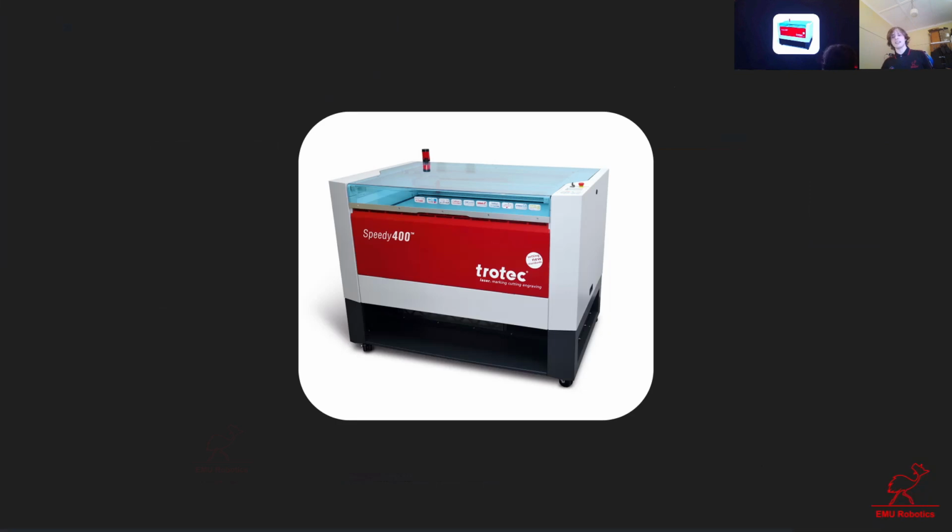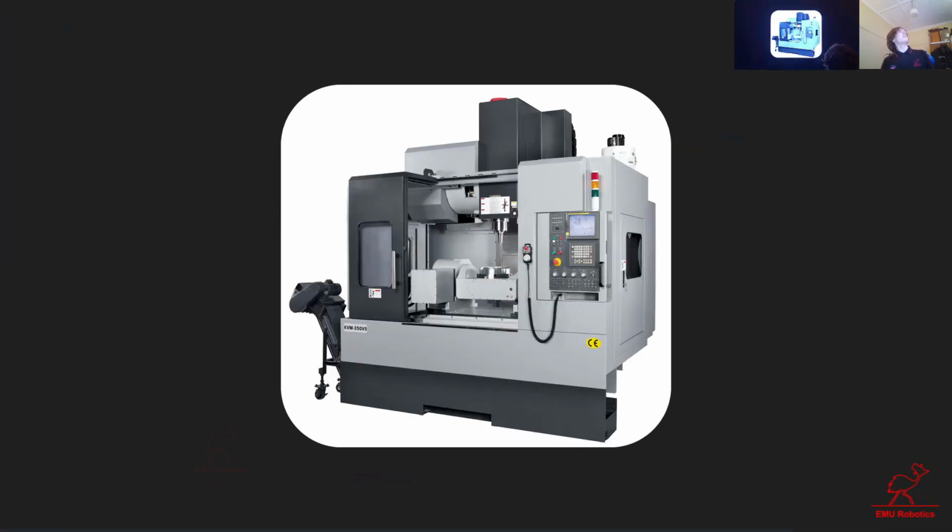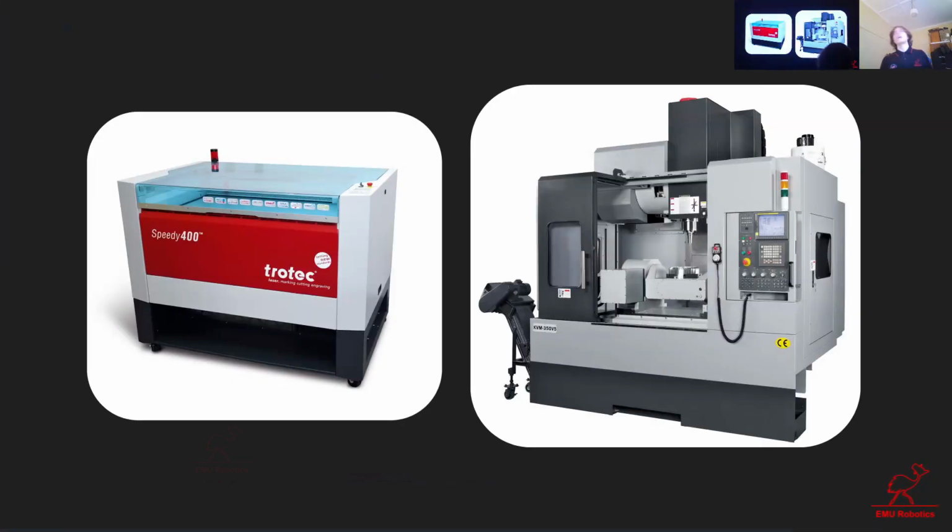Well, this and this funny looking washing machine as well, they both have something very important in common. Now I will clarify. So this is a laser cutter for those who don't know, and this is a CNC machine. They both have something in common, which is really, really essential. And that's that we need to use CAD if we want to use these.